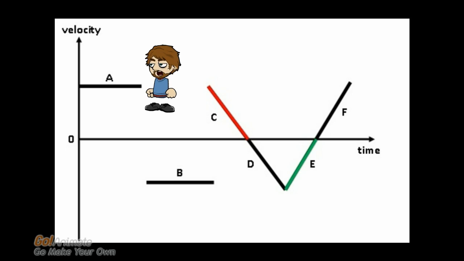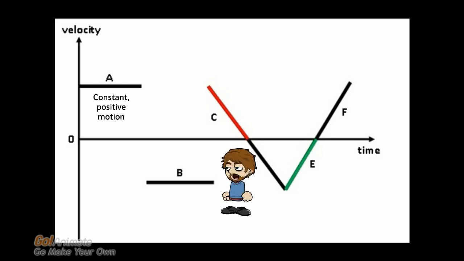Section A shows an object with constant, positive, velocity. So we know this object is moving forward and it is not accelerating. It is moving forward because the velocity is positive. It is not accelerating because the velocity is constant.